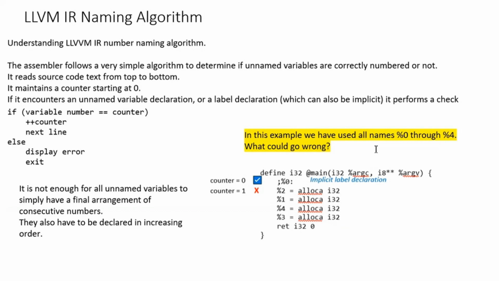So that's just an interesting thing to keep in mind: this algorithm is used by the assembler to specifically enforce that the variables not only have a final arrangement of consecutive numbers, but they also have to be declared in increasing order.